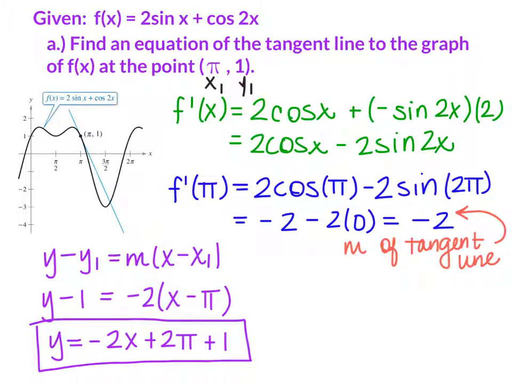So when I plug in pi, I'm going to end up with -2, which is the slope of this tangent line right here. So I'm going to take my point, my x1 comma y1, so pi and 1, and plug them into this equation along with our slope. And I'm going to simplify it to get the equation of our tangent line at pi comma 1 to be this equation here. So y equals -2x plus 2 pi plus 1. And just a quick reminder that 2 pi plus 1 is going to be our constant here.